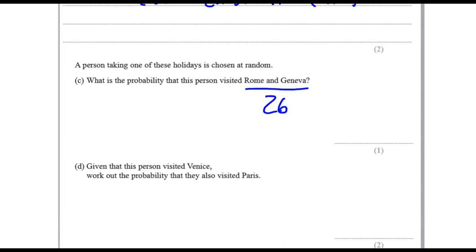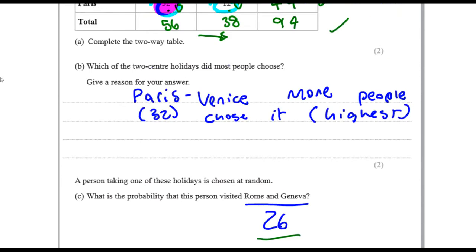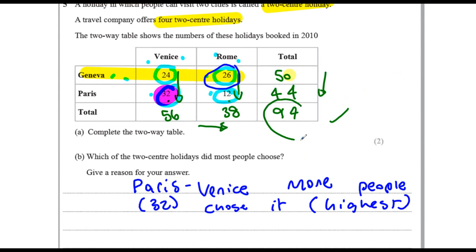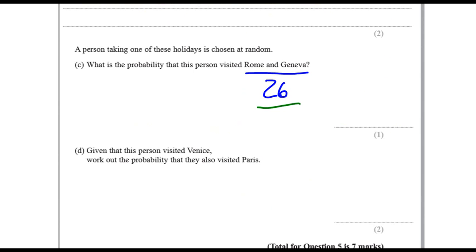So to get a probability, you want to know out of what total. So it's 26 out of the total number of people, which is 94. So 26 over 94. If you want to put that into your calculator, it will simplify it for you. You might as well make the use of having your calculator, and you can leave that as either 27.7% or as a fraction it's going to be 13 over 47. I prefer a fraction because it's more accurate.